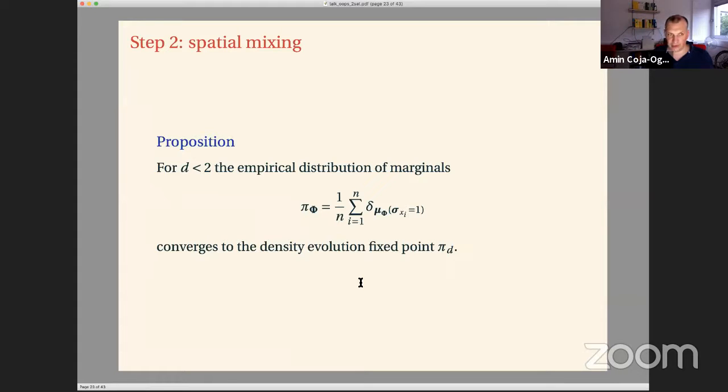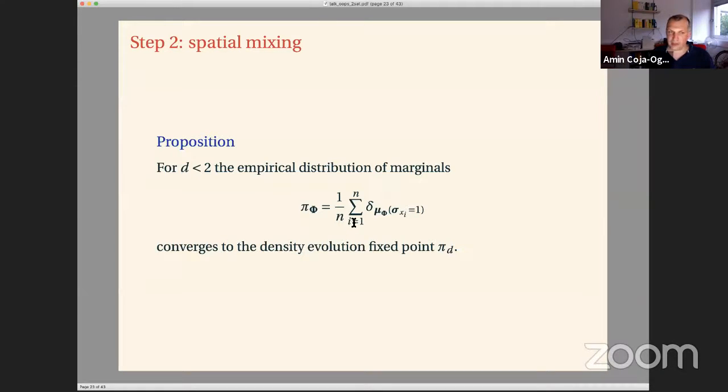Step 2 is that we are going to show spatial mixing. We are going to show that there's no long-range correlations in our formula. And as an application of this, we will prove this proposition displayed here. If you take any d less than 2, and you look at the empirical distribution of your Boltzmann marginals on your random formula, so you take all the Boltzmann marginals and you put them into one big bag, that gives you a discrete probability distribution with support up to n points.